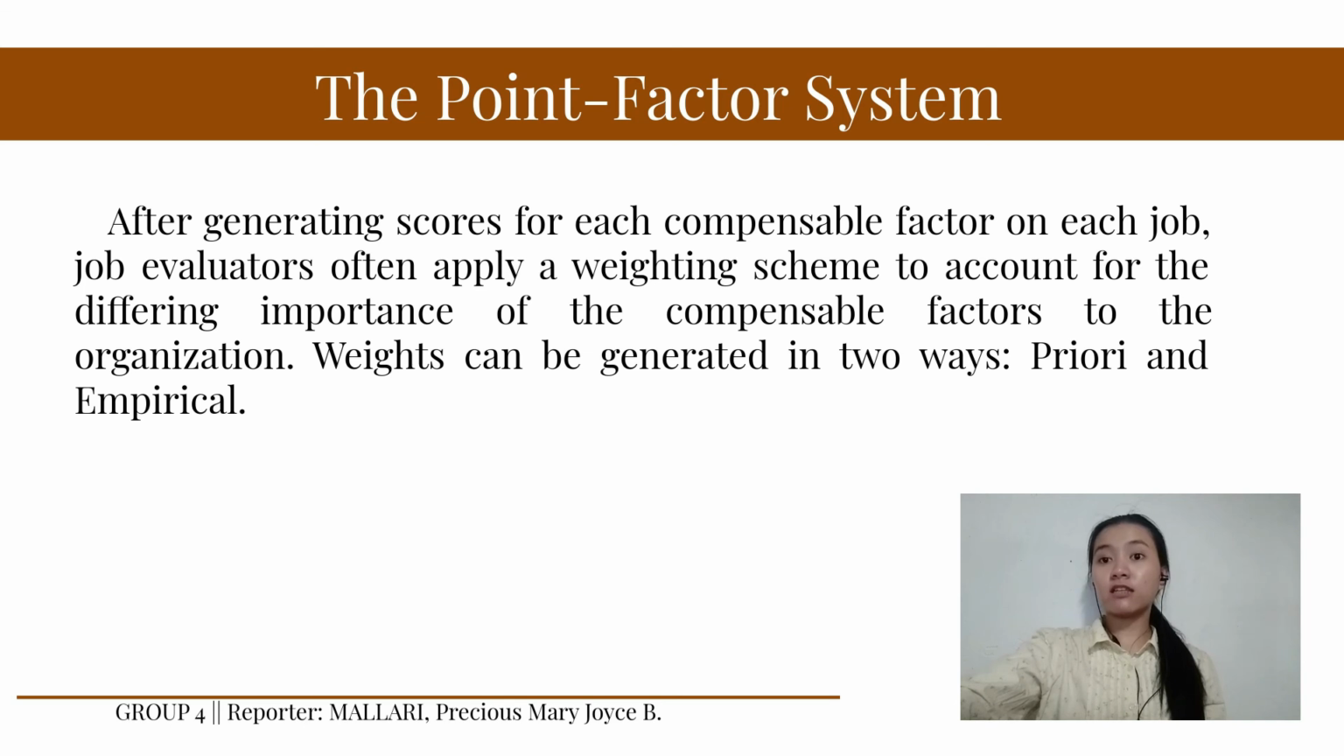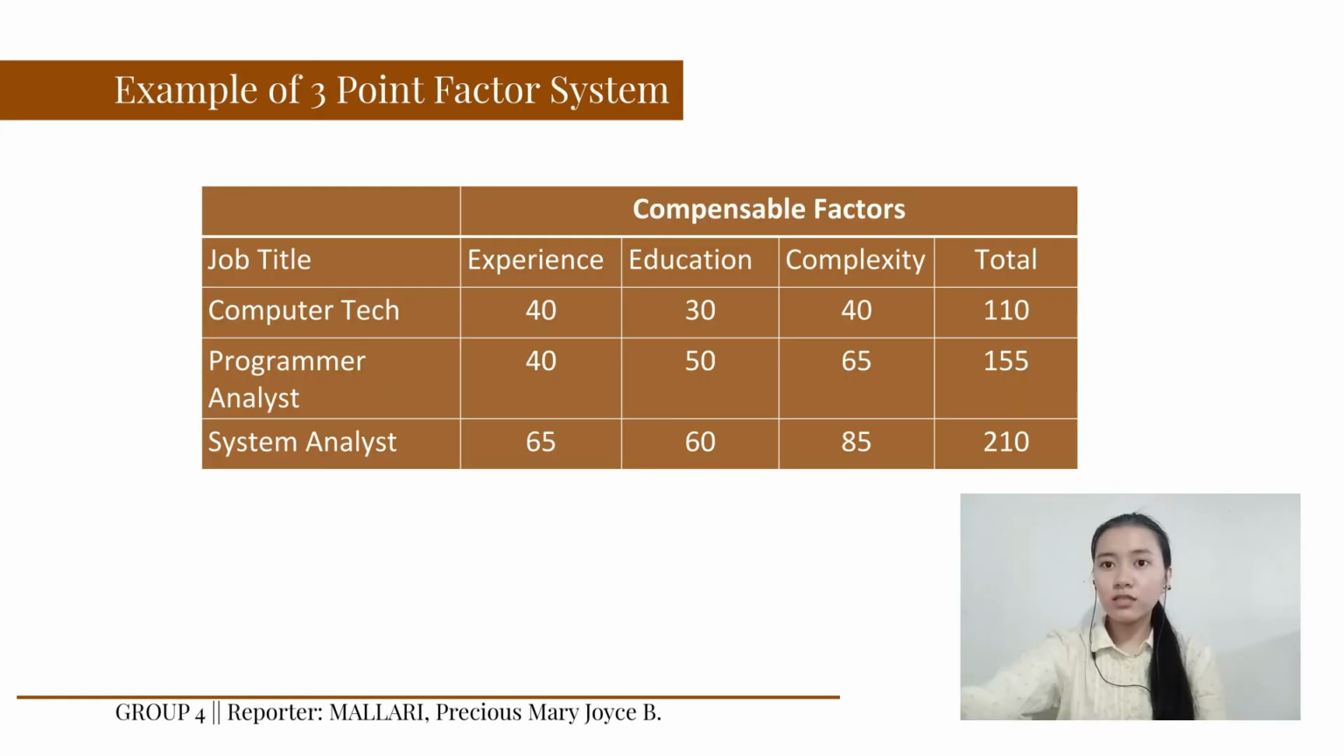Weights can be generated in two ways: a priori and empirical. A priori weights means factors are weighted using expert judgment about the importance of each compensable factor. The second one, weights that are derived empirically, are based on how important each factor seems in determining pay in the labor market. So this is an example of a 3-point factor system.